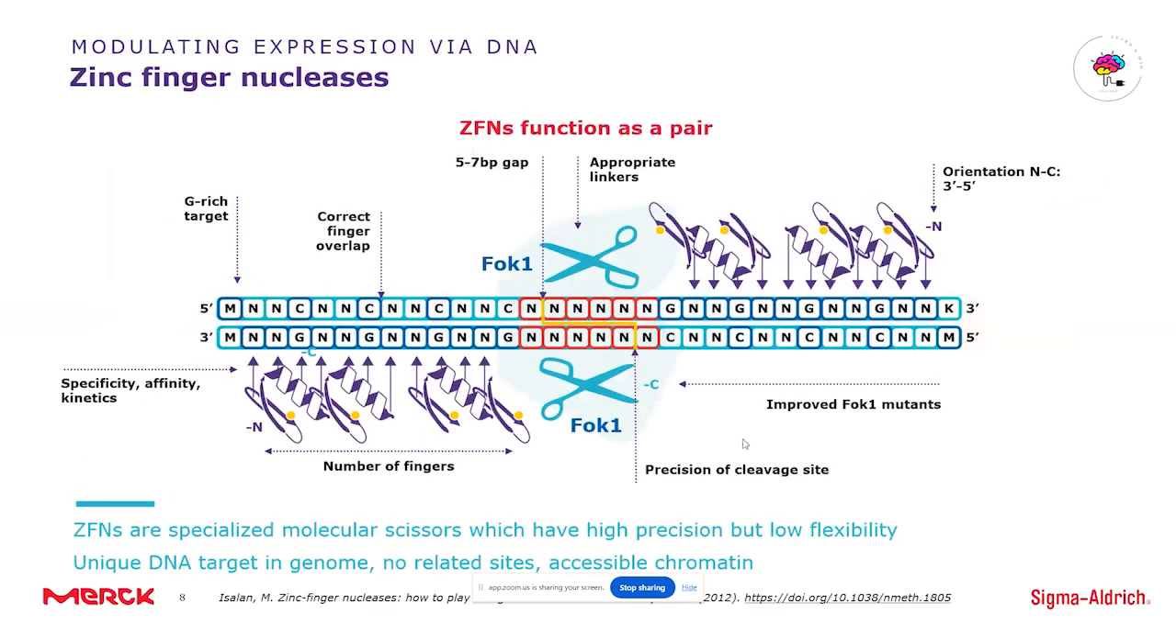And here comes the most famous, or the first tool that was developed, which is the zinc finger nucleases, which are specialized molecular scissors that have high precision but low flexibility. They target a unique DNA target in the genome, with no related sites, and need an accessible chromatin.